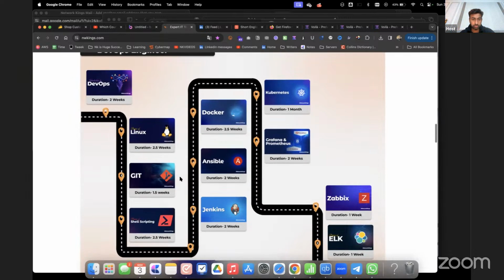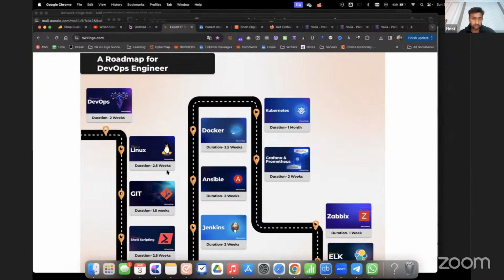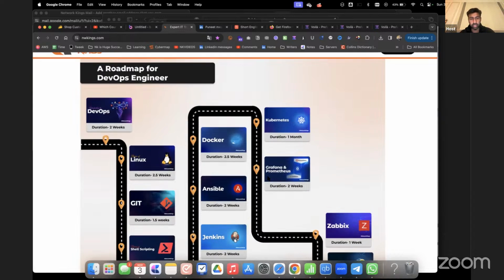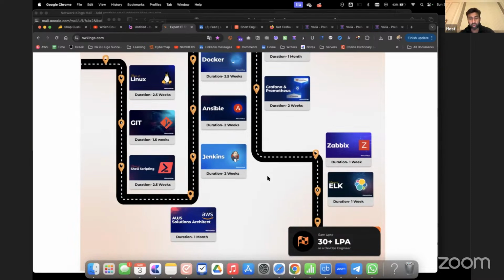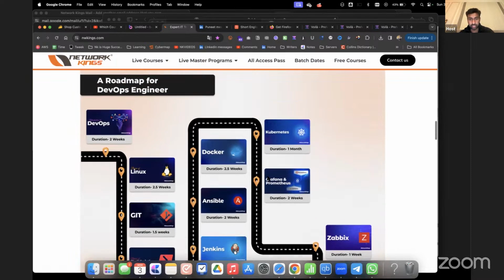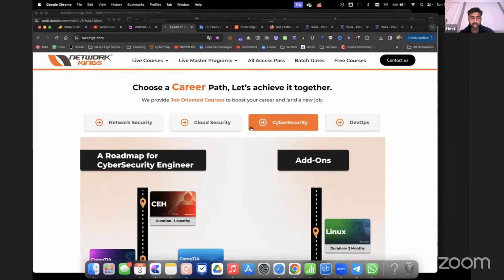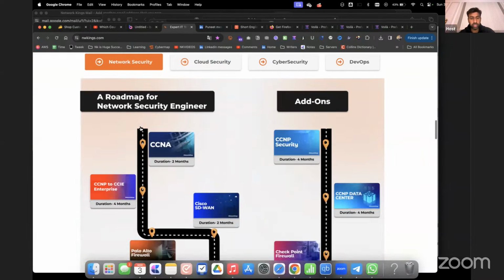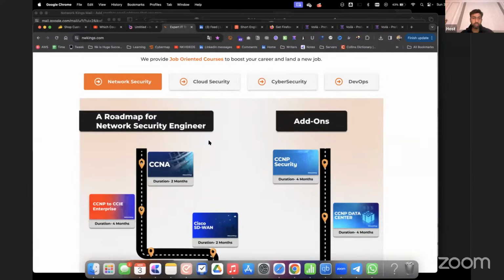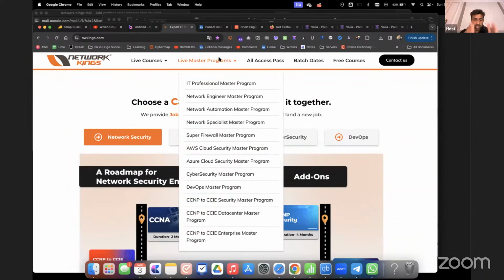This is the biggest roadmap, for DevOps, because DevOps has a lot of technologies. First learn Linux, then Git, then shell scripting, then Docker, Ansible. So the DevOps program will take almost 6 to 8 months. Every program we created at networkings, if you take the master program, every master program we have takes 6 to 8 months minimum.